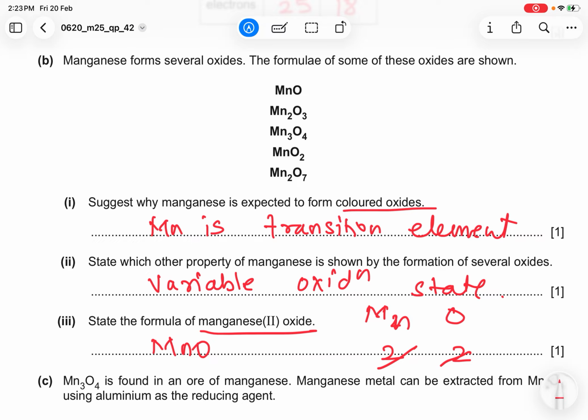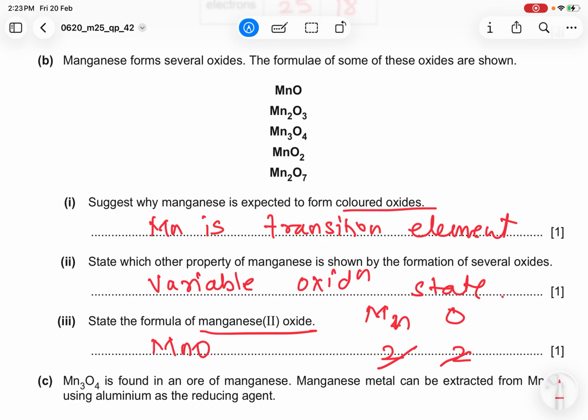State which other property of manganese is shown by the formation of several oxides. You can see that manganese oxide has different formulas here. It is because of the different oxidation states of manganese that it forms different manganese oxides. So here it represents the variable oxidation state property of the transition elements.